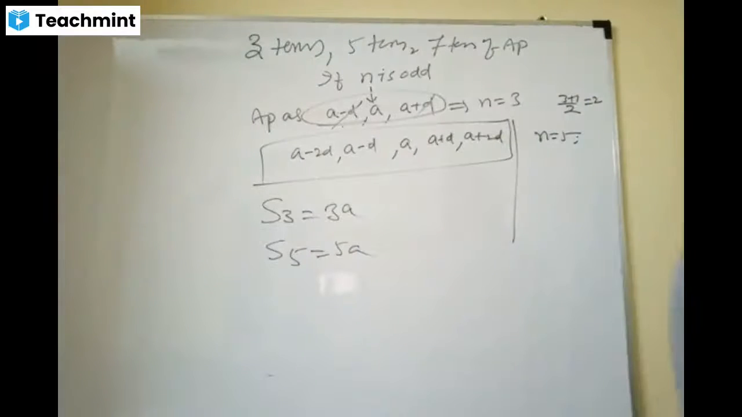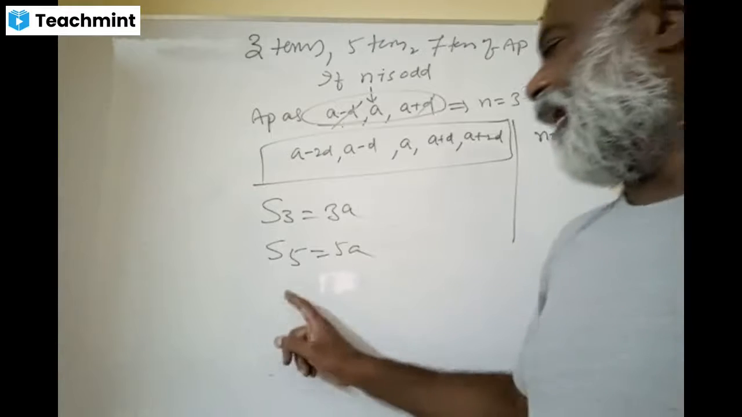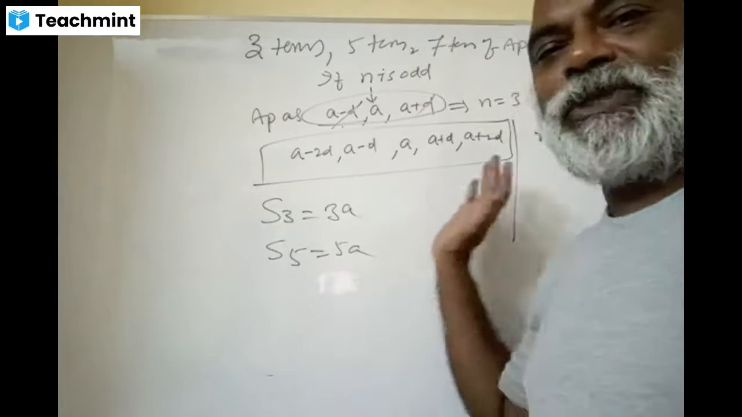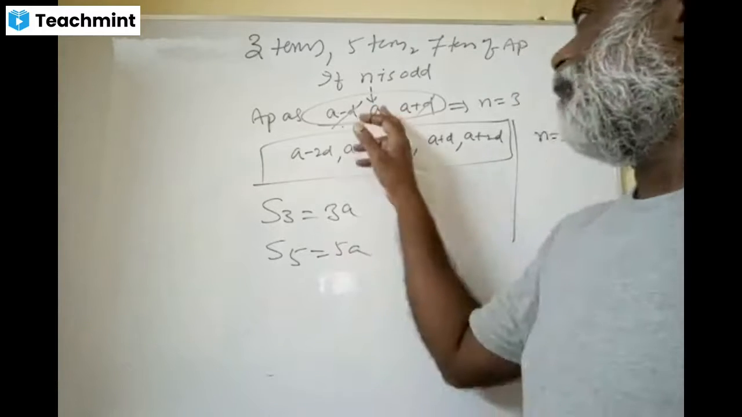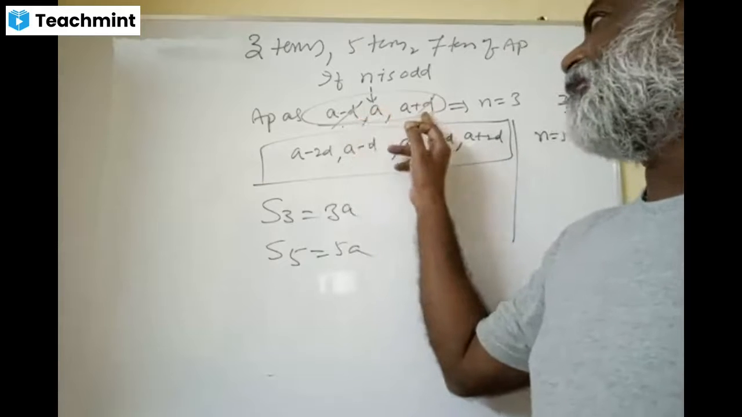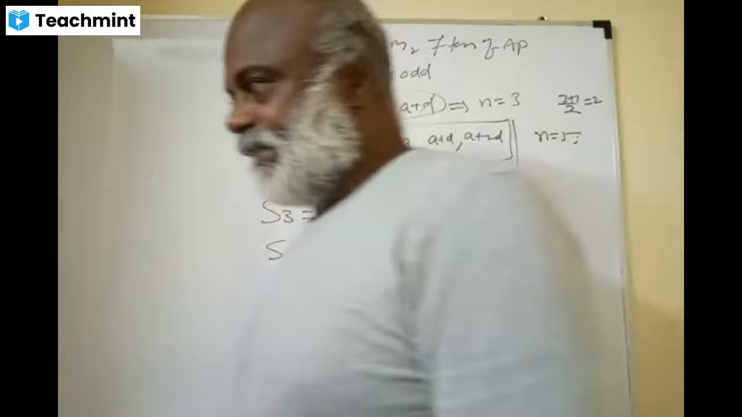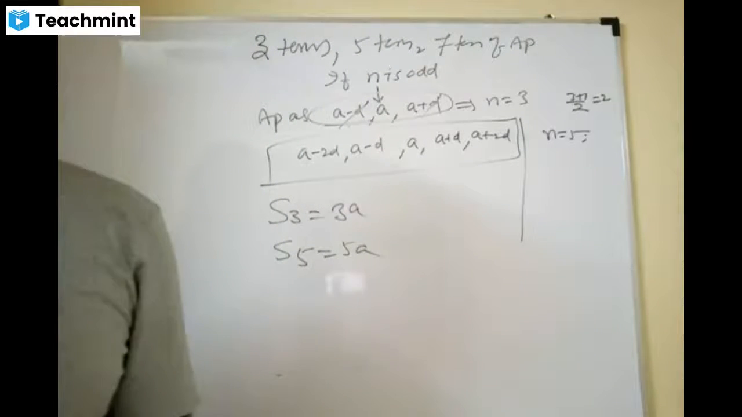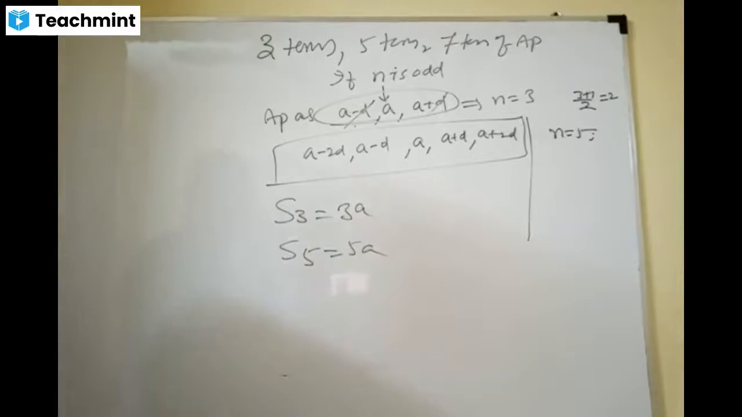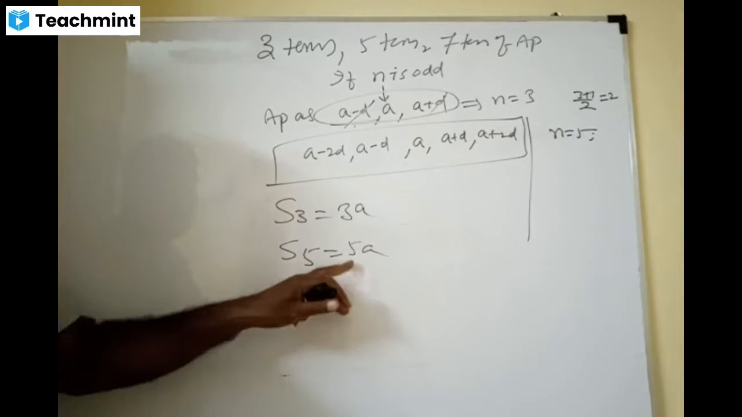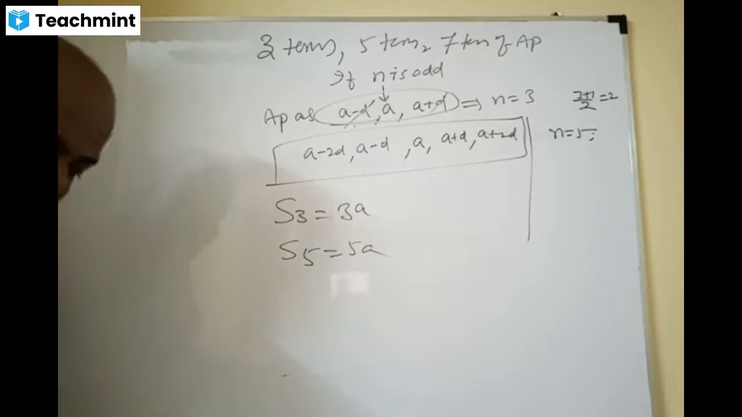So when there are 3 terms in an AP, the question is like this: don't go for A plus D, A plus 2D like that. Go for the middle term as A, and this side 1, this side 1. This is called symmetrically arranged. So beautifully arranged, and the sum becomes beautiful. The sum is 3A. That's it. 3 times the middle term, 5 times the middle term.